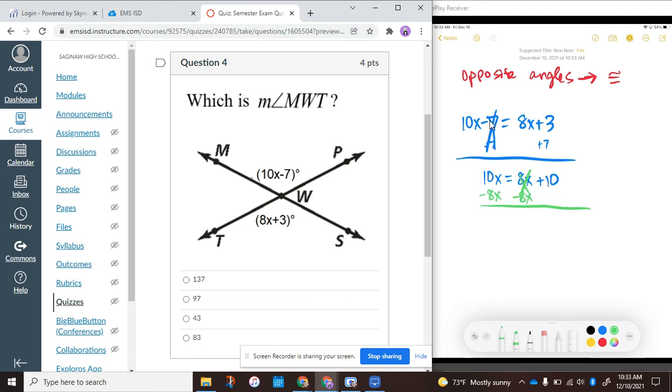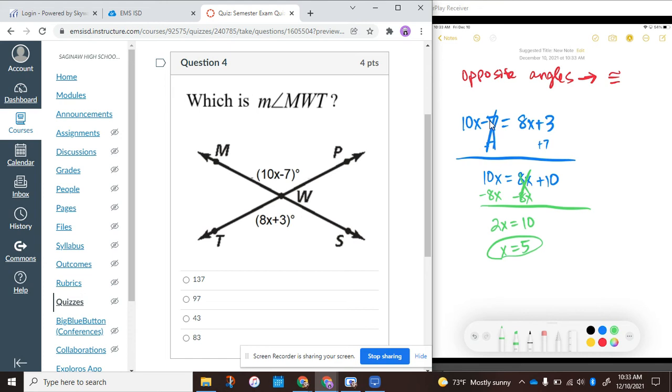That side, it all goes away. 10x minus 8x leaves us with 2x equals positive 10. That's all we have left on the right side. And that's pretty easy to tell what it is, right? You just divide and you get x equals 5. Okay, x equals 5, not the end of this problem. That's important information, but we're not done yet.